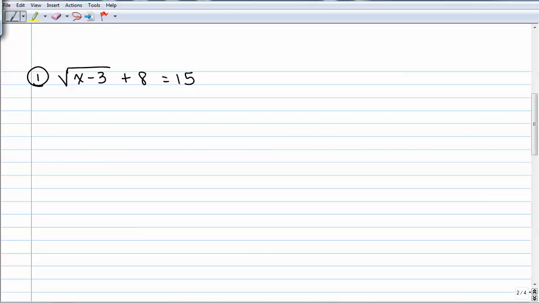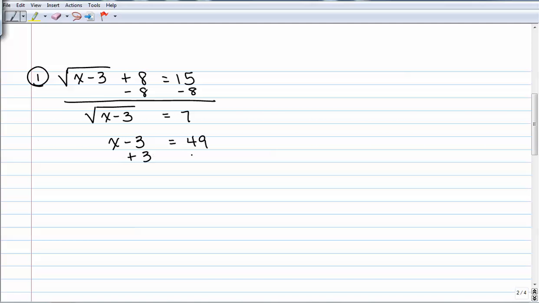Our first example is the square root of x minus 3 plus 8 equals 15. So the first thing I need to do is isolate my radical by subtracting 8 from both sides. So I get the square root of x minus 3 equals 7. Now I'm going to square both sides. When I square the square root of x minus 3, I get just x minus 3. And when I square 7, I get 49. Now I have a very straightforward equation to solve. I'll add 3 to each side, and I end up with the answer x equals 52.